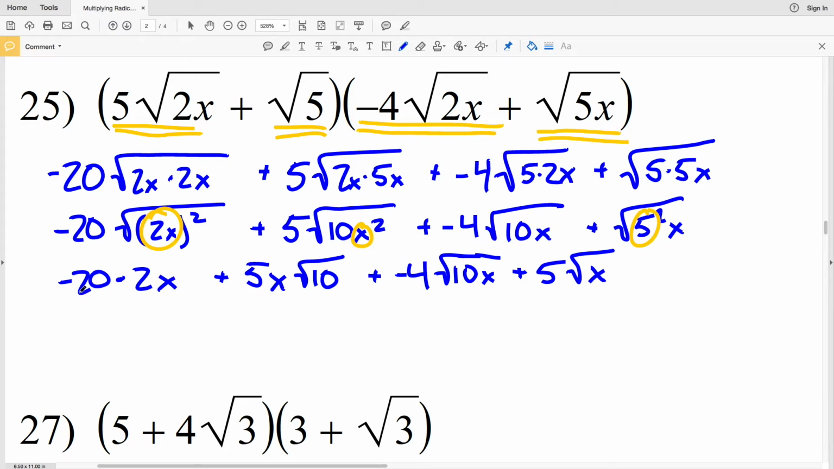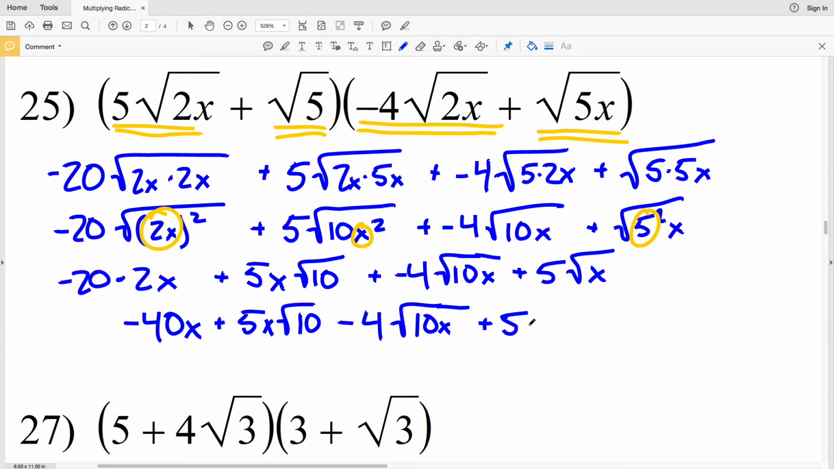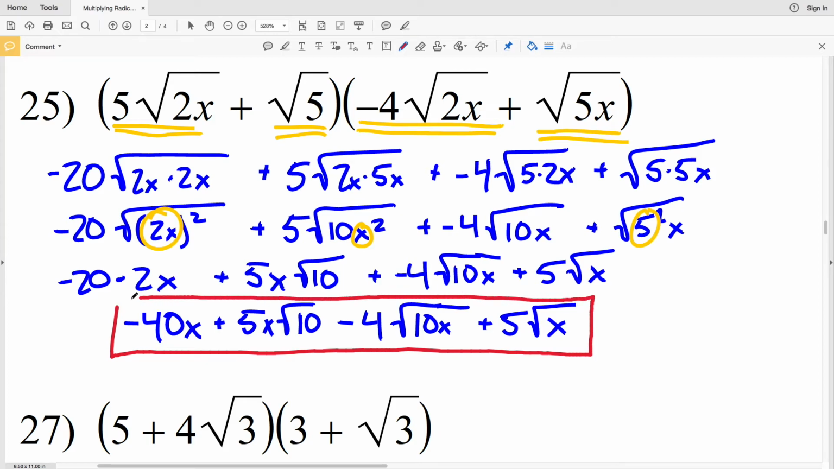Now simplifying, I'll multiply negative 20 to 2x, which is negative 40x, and I'll add that to 5x times the square root of 10, and then I'll be subtracting 4 times the square root of 10x, since adding a negative is the same as subtracting a positive, and then I'll add that to 5 times the square root of x. None of those other terms can be combined, so this is my simplified expression in number 25. Negative 40x plus 5x times the square root of 10 minus 4 times the square root of 10x plus 5 times the square root of x.